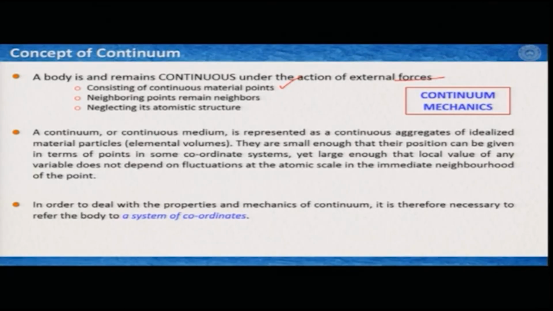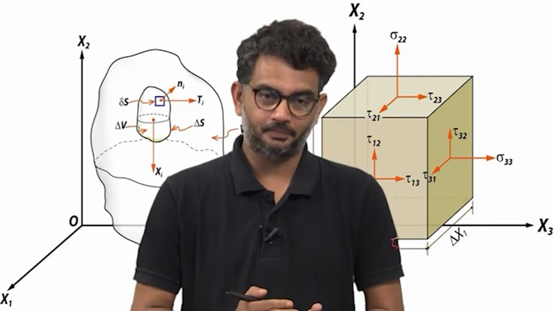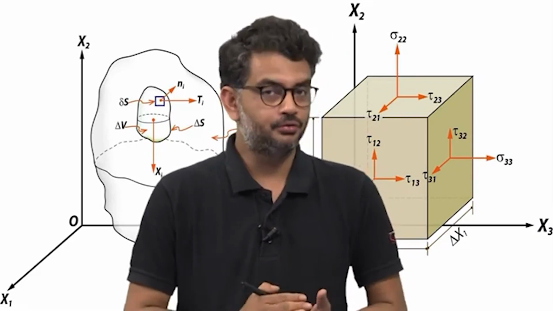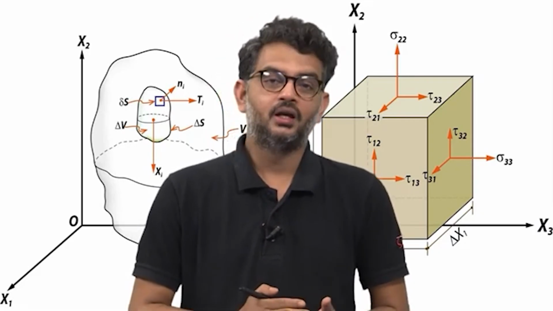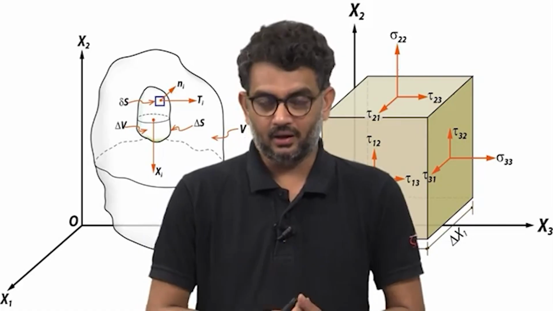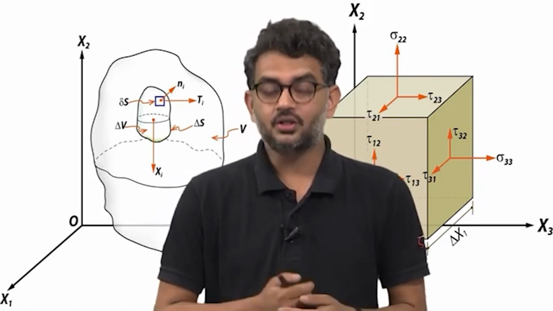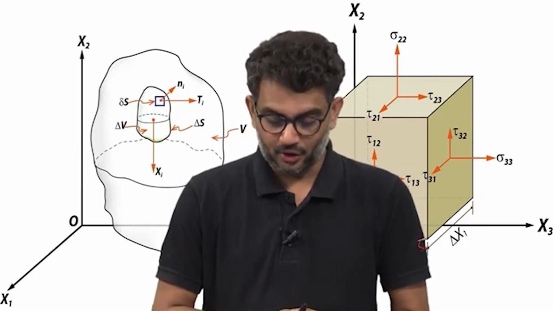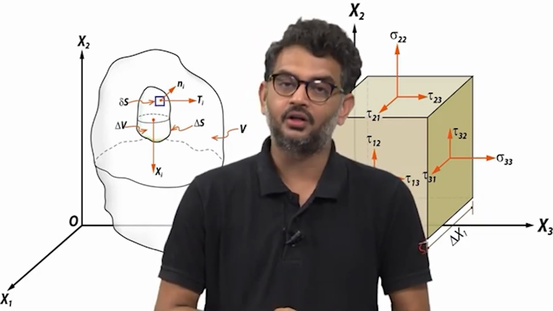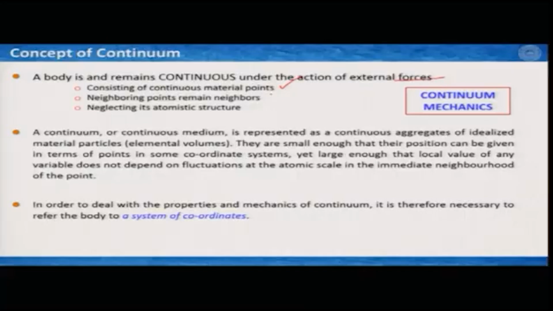And before and after the deformation, the neighboring points remain neighbors. That is one of the primary considerations of a continuous deformation. Now, this may not hold true for rock deformation. We have seen a number of examples of discontinuity in rock deformation, some structures where the continuity does not remain. Let us keep this in question.